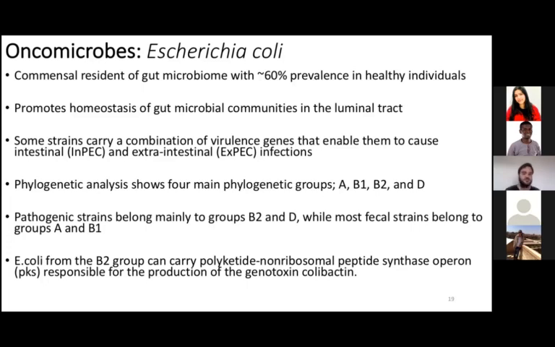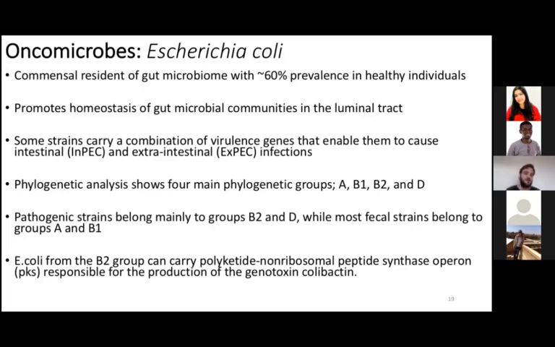extra-intestinal infections. And through phylogenetic analysis, we know that there are four main phylogenetic groups: A, B1, B2, and D. And these pathogenic strains that carry these virulence genes belong mainly to groups B2 and D. However, most of the fecal strains that we find in healthy human fecal samples belong to groups A and B1.